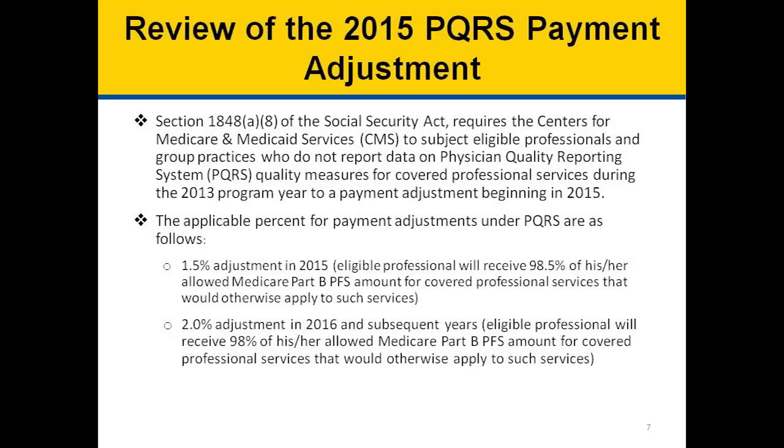The applicable percent for payment adjustments under PQRS are as follows: a 1.5% adjustment in 2015. Eligible professionals will receive 98.5% of his or her allowed Medicare Part B physician fee schedule amount for covered professional services that would otherwise apply to such services. A 2% adjustment in 2016 and subsequent years. Eligible professionals will receive 98% of his or her allowed Medicare Part B physician fee schedule amount for covered professional services that would otherwise apply to such services.